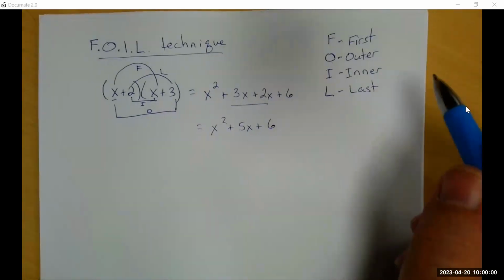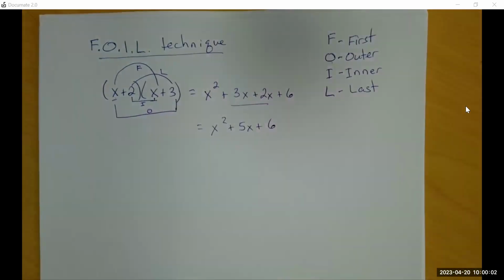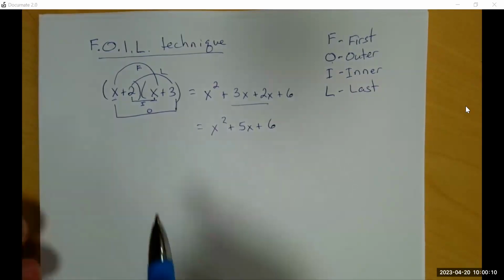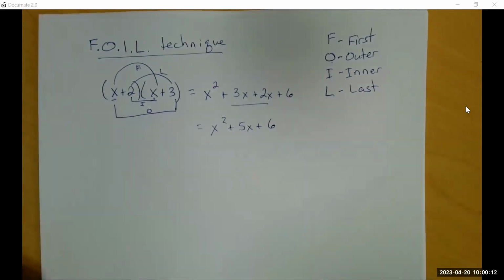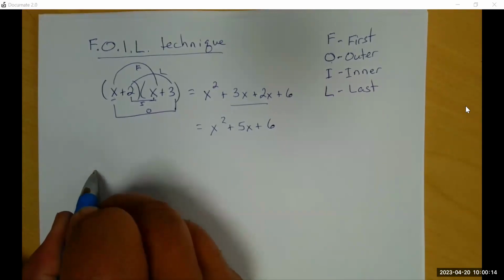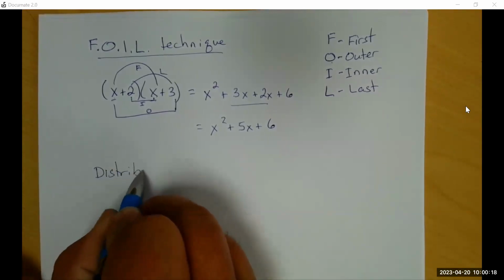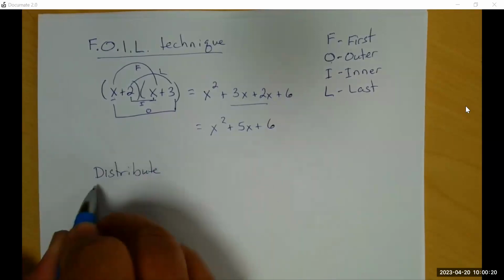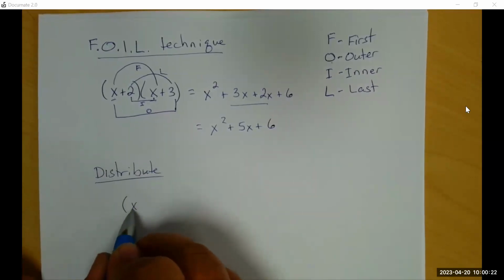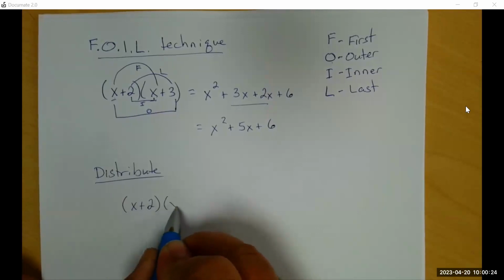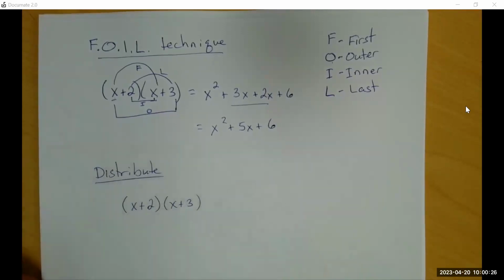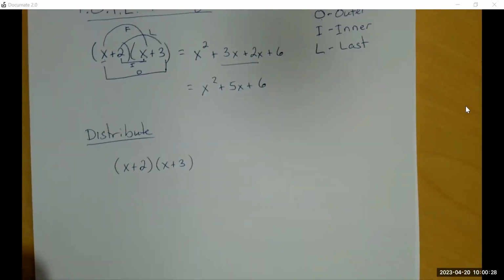But the FOIL technique only works when you have two binomials. It doesn't work on anything more, which is why I don't like teaching it. I like to teach distributivity better, like the first one we did. The way I like to teach it.